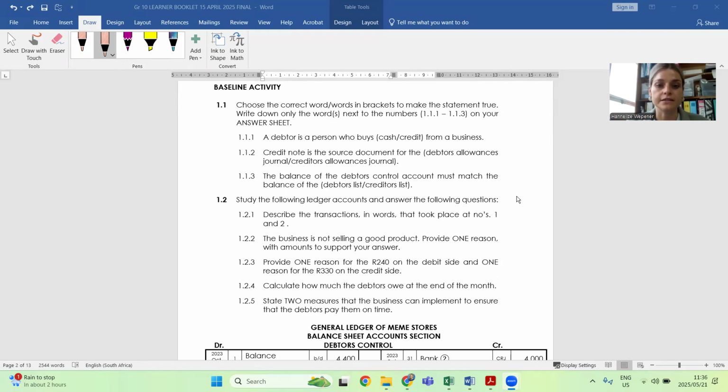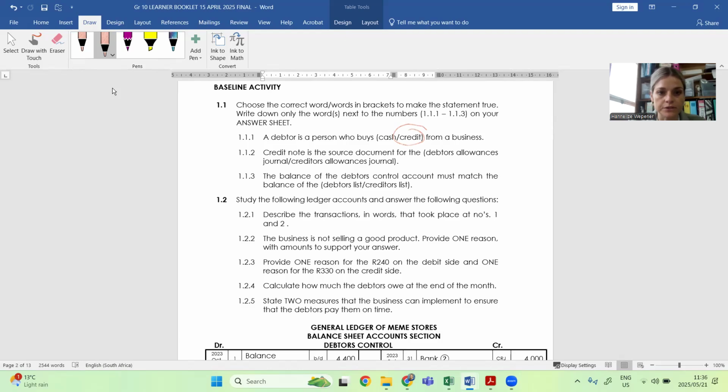The first one there is a debtor is someone who buys what from a business. So a debtor is a person who buys from the business on credit, meaning that he does not make payment immediately. We have to wait for our money. There's a delay in payment.